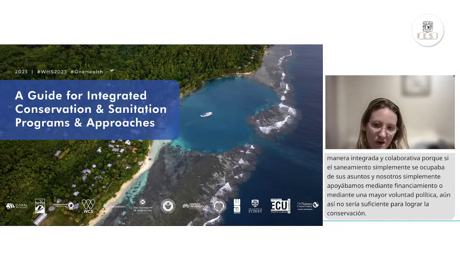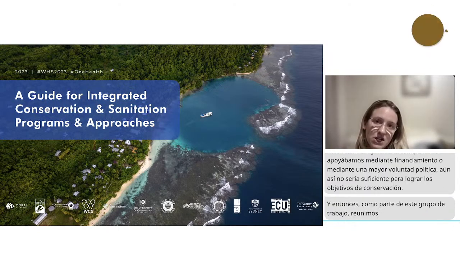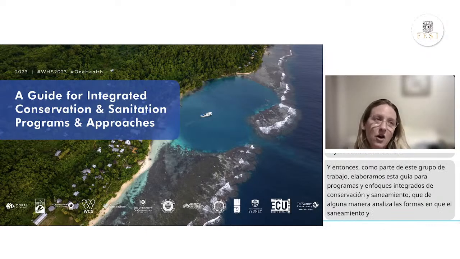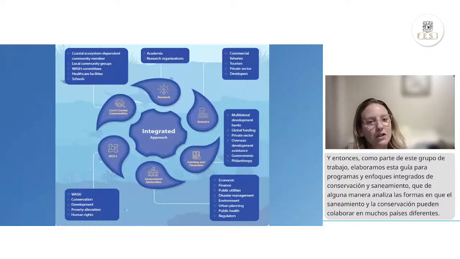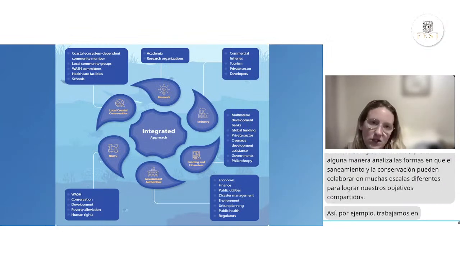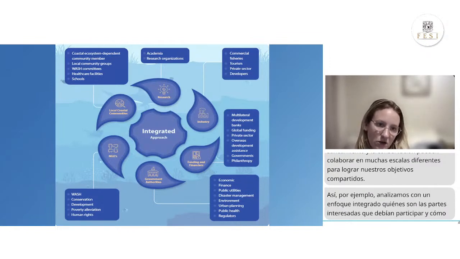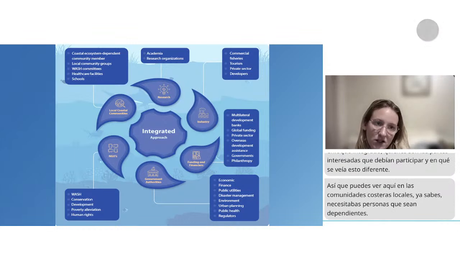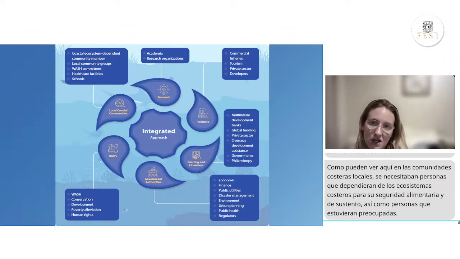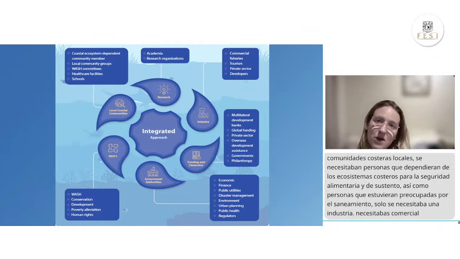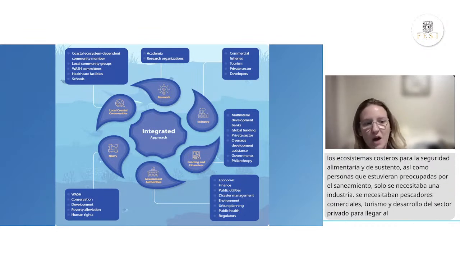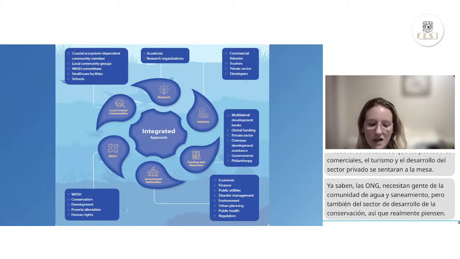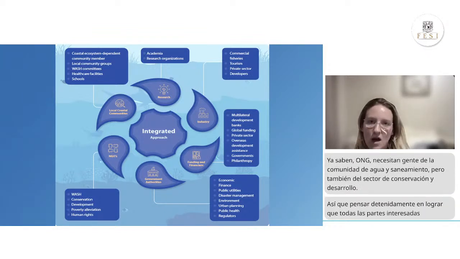And so as part of this working group, we then put together this guide for integrated conservation and sanitation programs and approaches, which goes through ways in which sanitation and conservation can collaborate across lots of different scales to achieve our shared goals. So for instance, we worked through, in an integrated approach, who were the stakeholders that needed to be involved and how this looked different. So you can see here under local coastal communities, you needed people who were both dependent on coastal ecosystems for food and livelihood security, as well as people who were concerned about sanitation only. In industry, you needed commercial fishers, tourism, private sector development to come to the table. NGOs, you need people from the water and sanitation community, but also conservation development sectors. So really thinking through about having all stakeholders at the table together from the start, so that we're working together in collaboration.